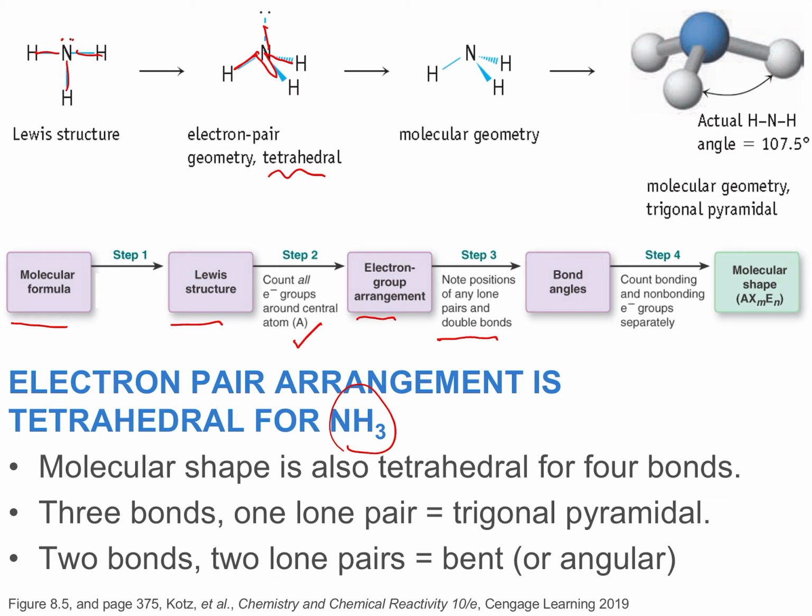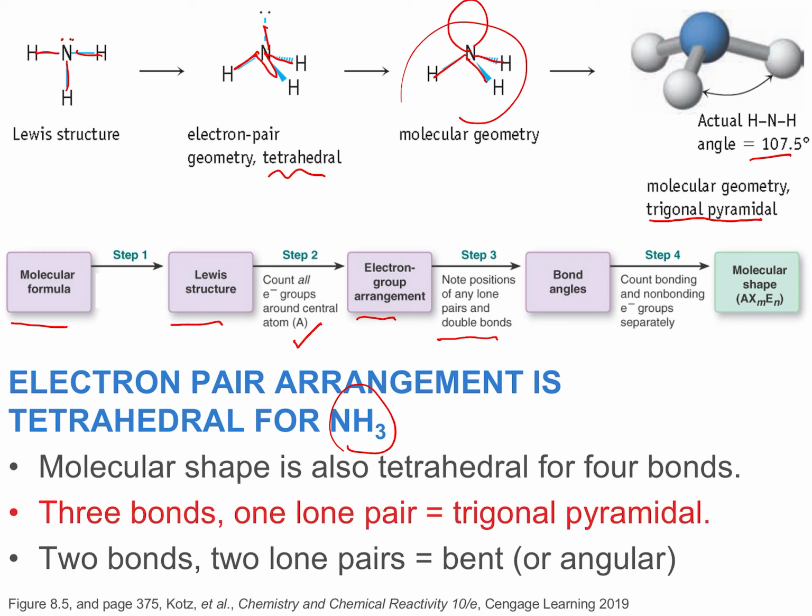But now we want to note the positions of lone pairs and double bonds. We find that we have 1, 2, 3 bonds. If we imagine that we can't see those electrons, then the molecular geometry or molecular shape is trigonal pyramidal. The bond angles aren't 109.5. They're more like 107.5. They're a little smaller because of this big lone pair pushing all of these hydrogens a little closer together.